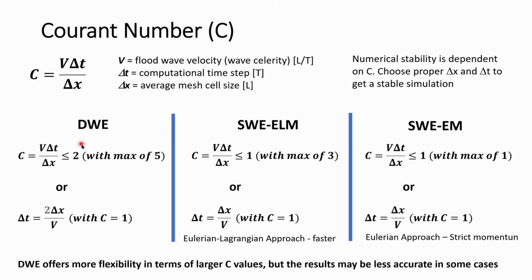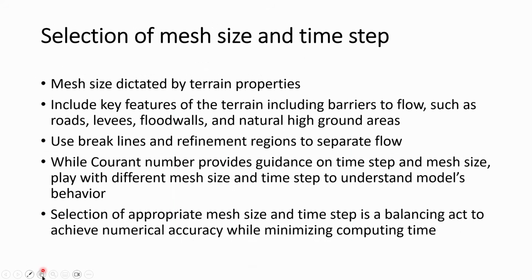As you can see, with the diffusion wave equation you have more flexibility in terms of time step and mesh resolution, and that is why it is computationally much faster, but the results may be less accurate in some cases because the diffusion wave equation ignores the acceleration and the momentum diffusion term. So just keep in mind that the C value must satisfy these conditions depending on whether you are using the diffusion wave or the shallow water equation. Then the question you may ask is, how do we know what mesh size and time step to pick?